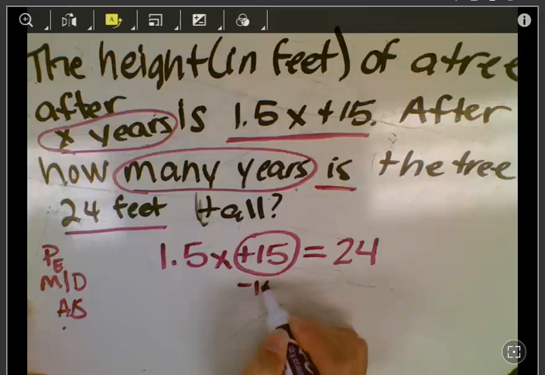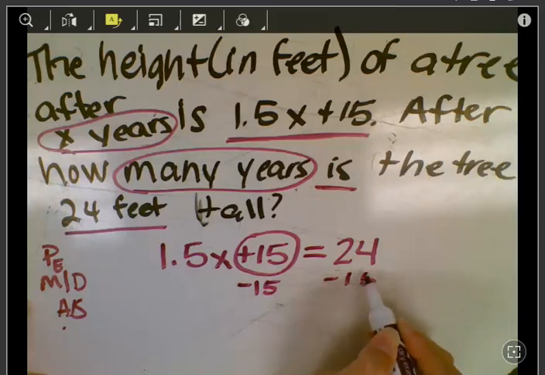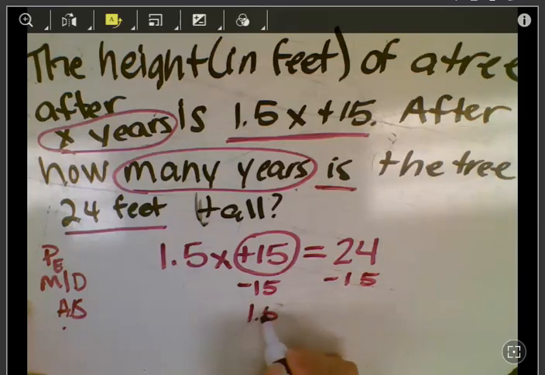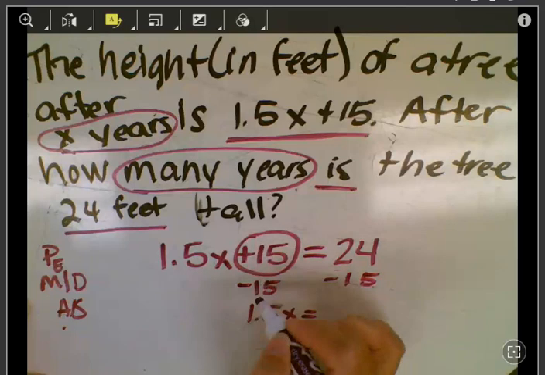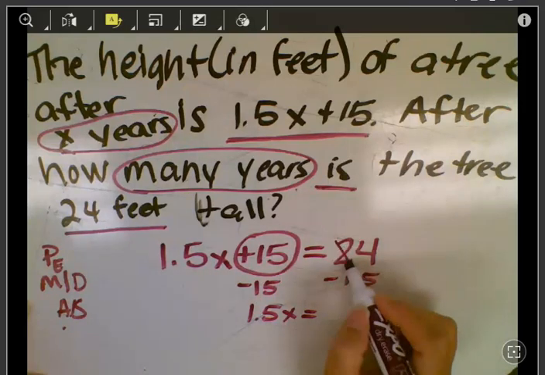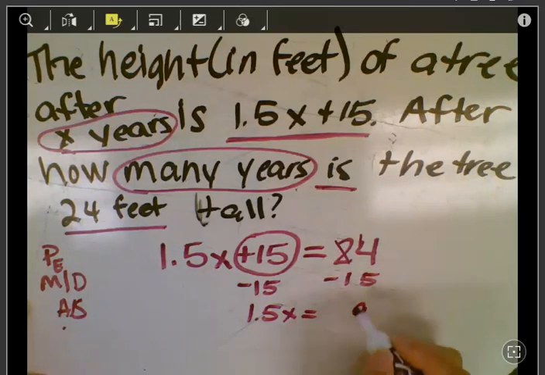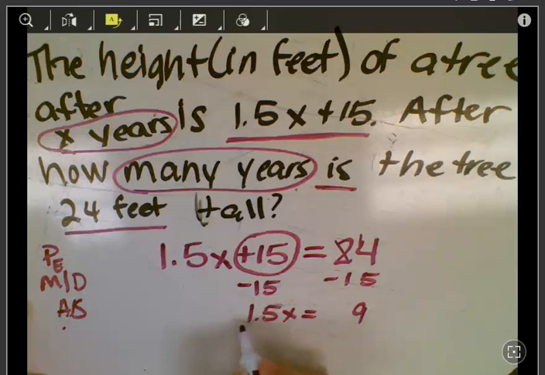So I'm going to subtract 15 on both sides, and I get my 1.5x because those will cancel. And 24 minus 15 is 9. And then I want to get x by itself. So this is my second piece of it. I have to get rid of this, and when it's squished together like that, it means multiplication. I could put a dot in there. So to undo multiplication, we're going to divide by 1.5.